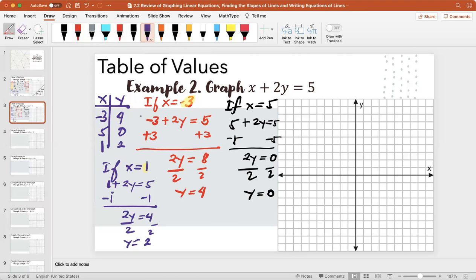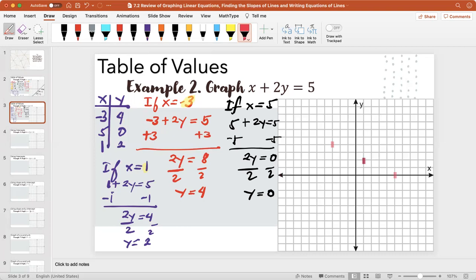Let us plot negative 3, 4. Negative 3, 4. Where is it? 3 units left. 1, 2, 3, and 4 units up. 1, 2, 3, 4. There's your negative 3, 4. Now 5, 0. There you go. 5 is on the x-axis. 1, 2, 3, 4, 5. 0, no up or down movement. There you go. How about 1, 2? 1 unit right, and then 2 units up.